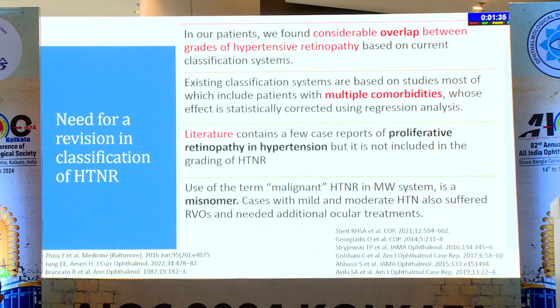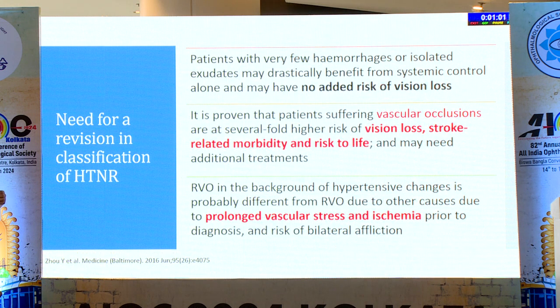In our patients, we found considerable overlap between the grades of hypertensive retinopathy when the angiographic findings are considered alongside the clinical findings. Existing classification systems are basically based on studies which include patients with multiple comorbidities whose effect is statistically corrected. The literature contains very few reports of proliferative retinopathy and hypertension, but it is not included in the grading of hypertension. Again, the use of the term malignant hypertensive retinopathy is a misnomer. Cases of mild and moderate hypertension were also found to suffer from retinal vascular occlusions and needed additional ocular treatments in our study.